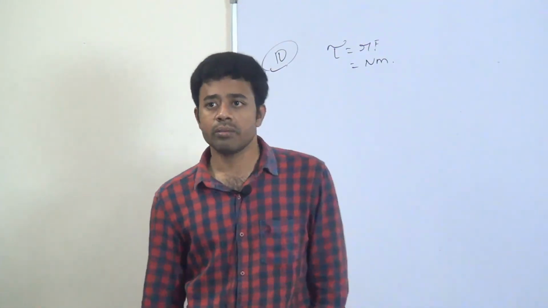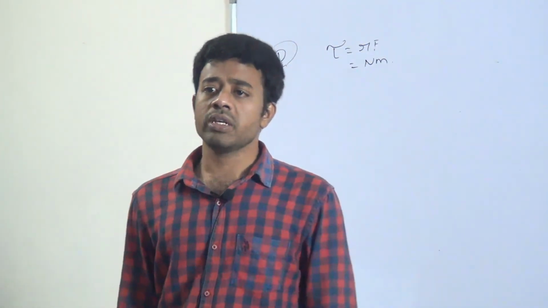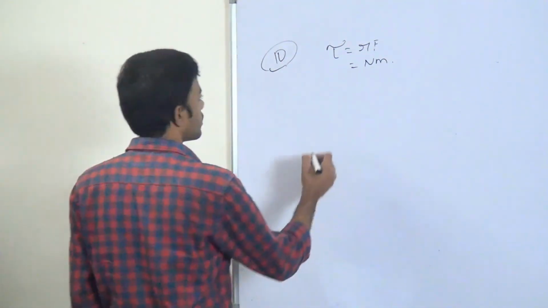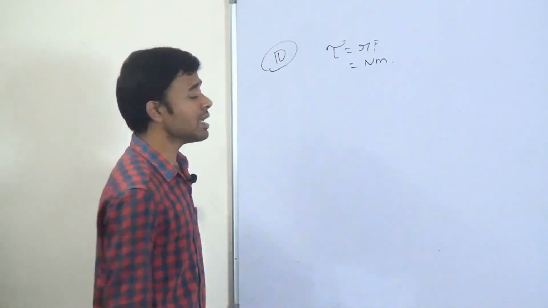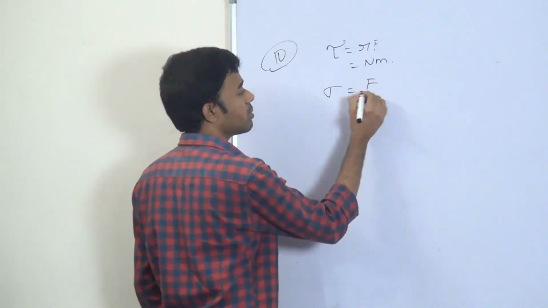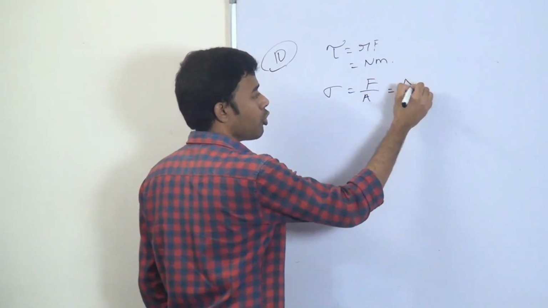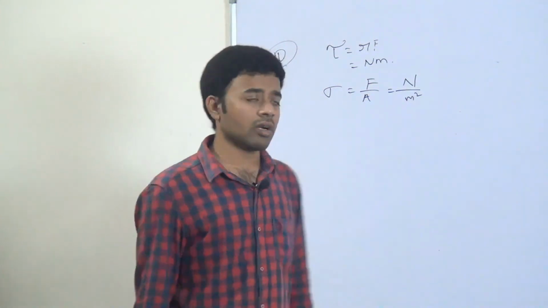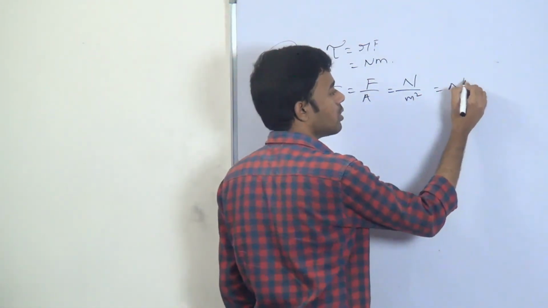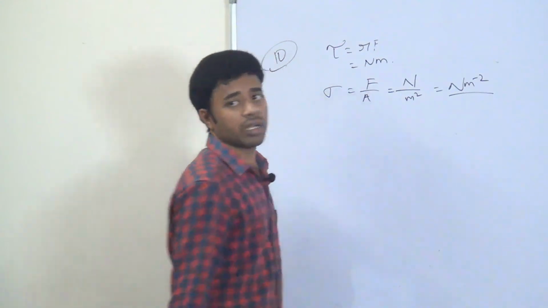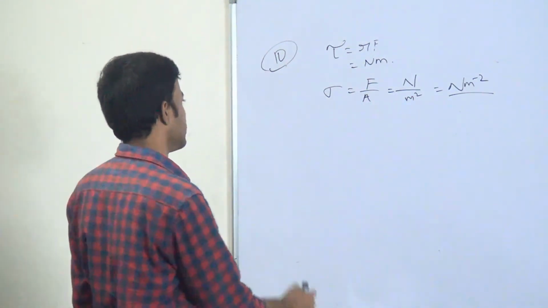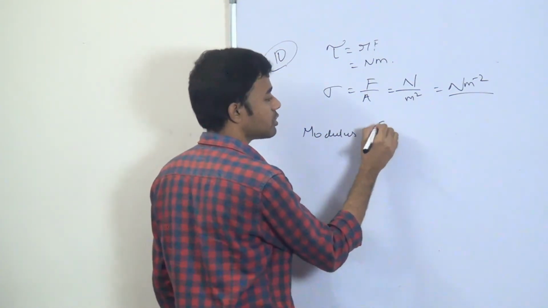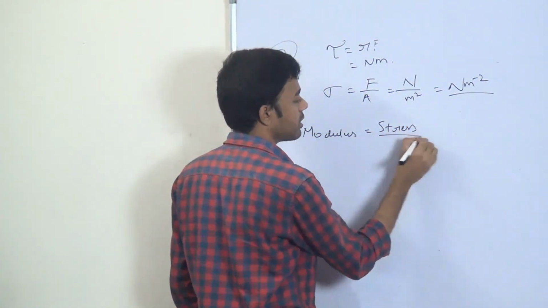Next we have option B, stress. Stress equal to force acting per area. Here the stress is indicated by sigma. Sigma equal to force acting per area. Force is in Newton and area is meter square. So it is Newton per meter square or Newton meter power minus 2. Next you have modulus. Here the modulus is stress by strain.